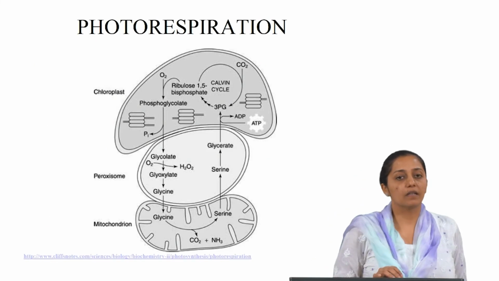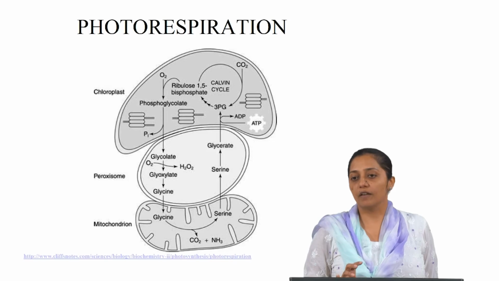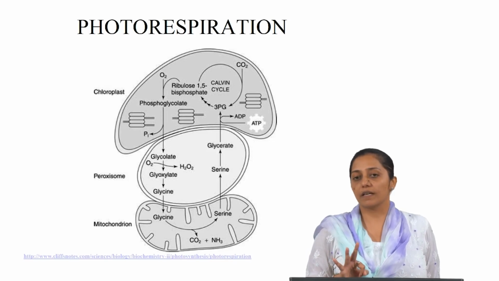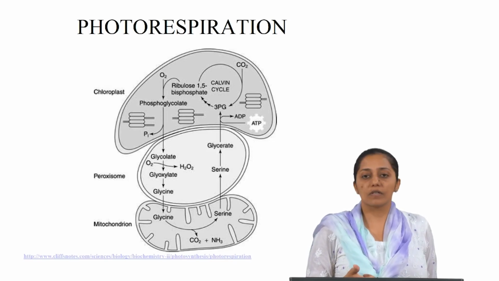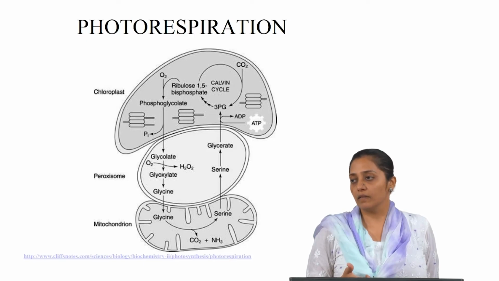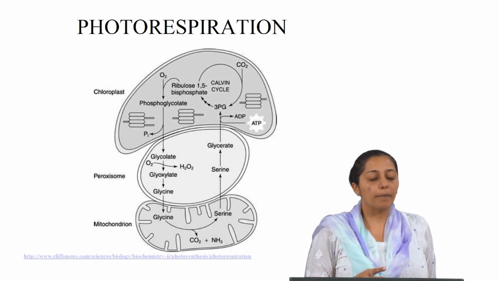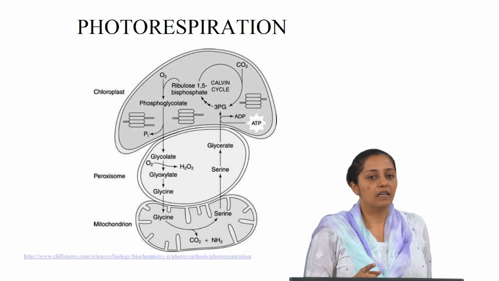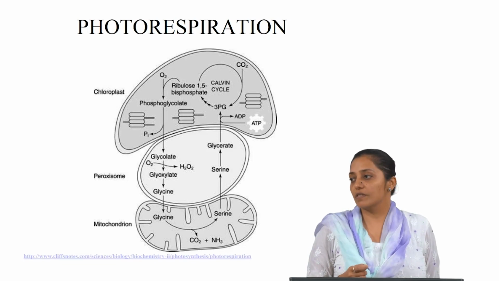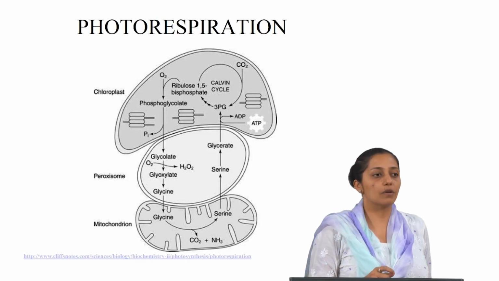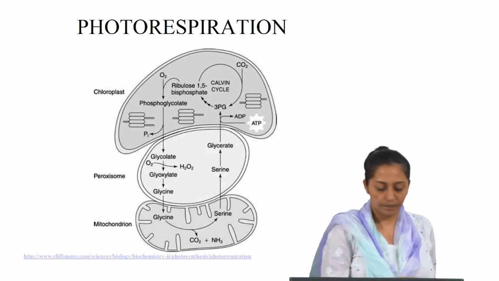So, these are the reactions which take place in photorespiration. Three organelles are involved: chloroplast, peroxisomes and mitochondria. If you remember, when I was discussing organelles, I asked you what is the role of peroxisomes? Peroxisomes play a crucial role in photorespiration.